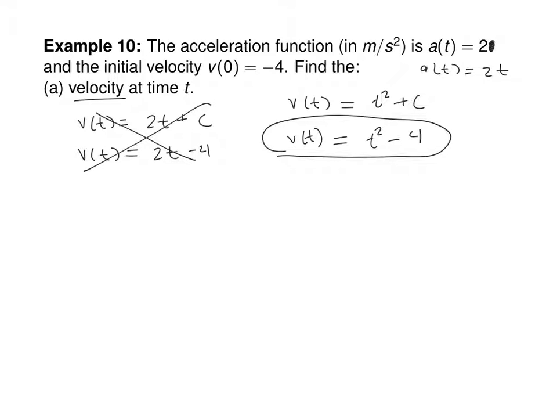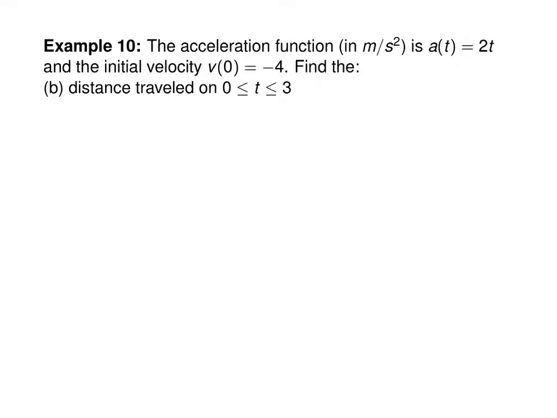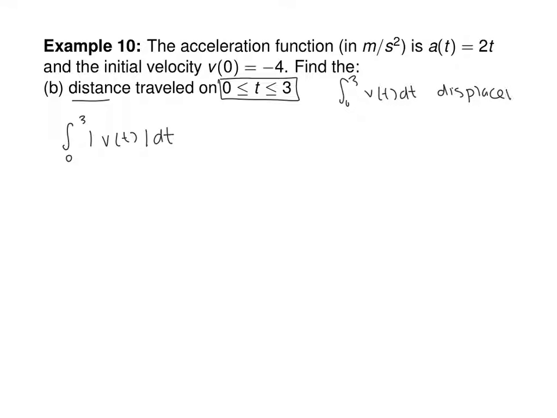Now part B asks us to find the distance traveled from 0 to 3. So to do that, you have to integrate from 0 to 3 the absolute value of your velocity function. That tells you distance. If you leave out the absolute value bars, that tells you what's called the displacement. Like how much the position has changed versus how much has actually moved. So integral from 0 to 3, absolute value of t squared minus 4.